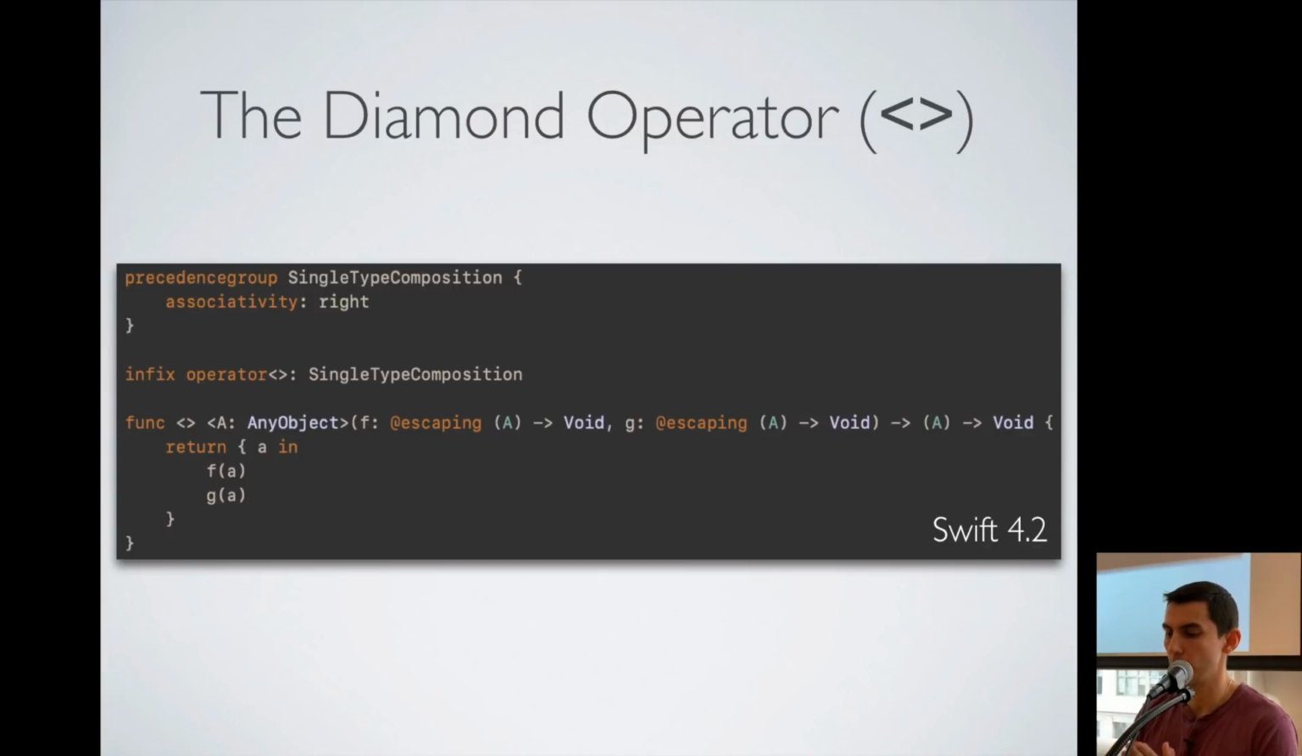We can have an operator, the diamond operator, and all this operator does is you give it a function f of a and g of a. Both a's are UI elements in this case. And maybe f of a is styling the background color, and g of a is styling the border width and color. And you compose them with the diamond operator to give you something that does both of those styles together.